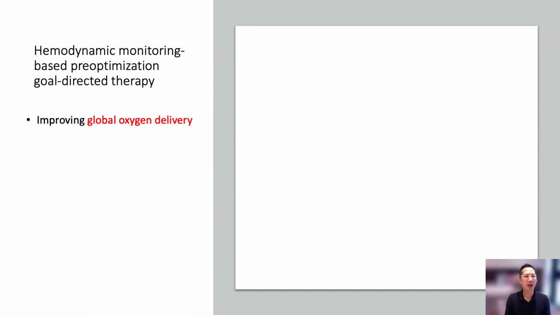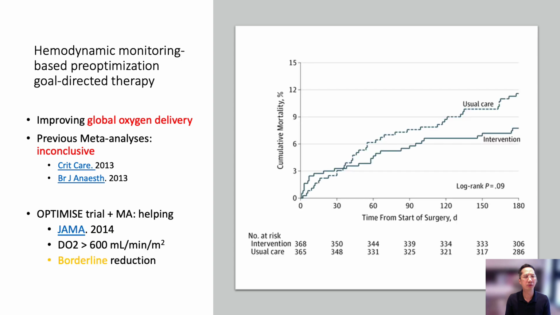So let's take a look at goal-directed therapy. First is to improve the global oxygen delivery. There were two previous meta-analyses conducted in 2013. They found this goal inconclusive, followed by another study published in JAMA in 2014, the OPTIMISE trial.